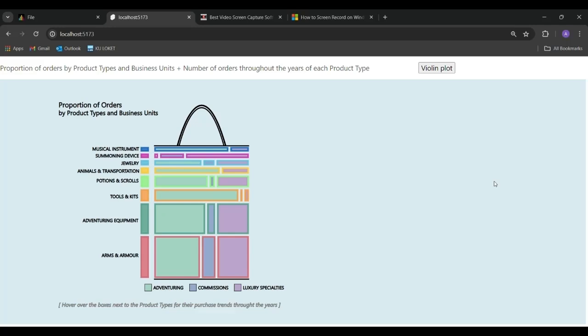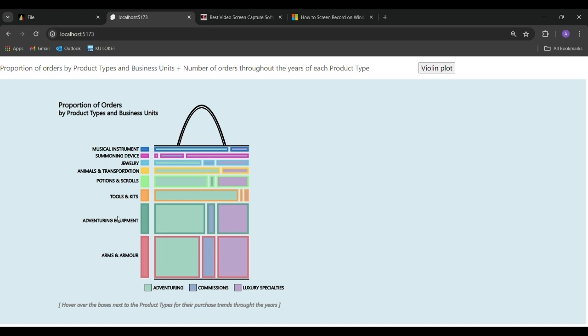And our research questions are, number one, how are price and delivery time related to different types of products and business units? Number two, which product types dominate the market? And number three, are there any purchasing trends throughout the year? So we will start with the shopping bag design.